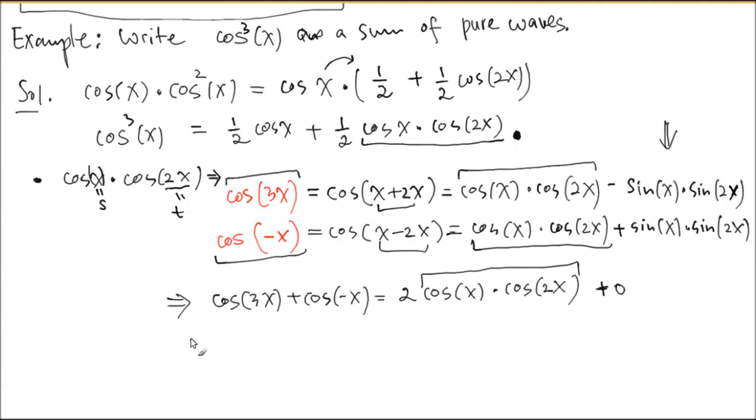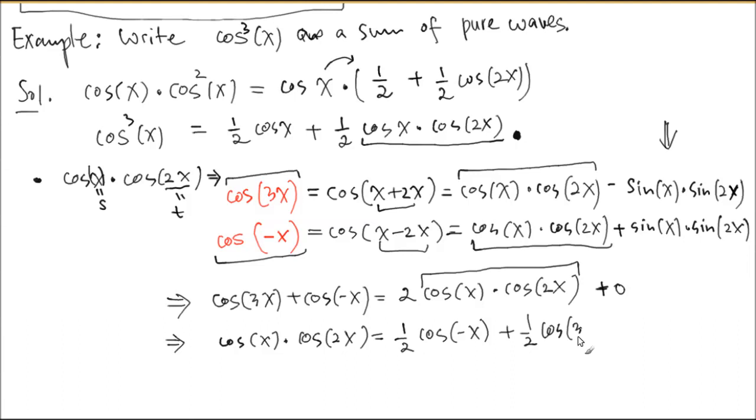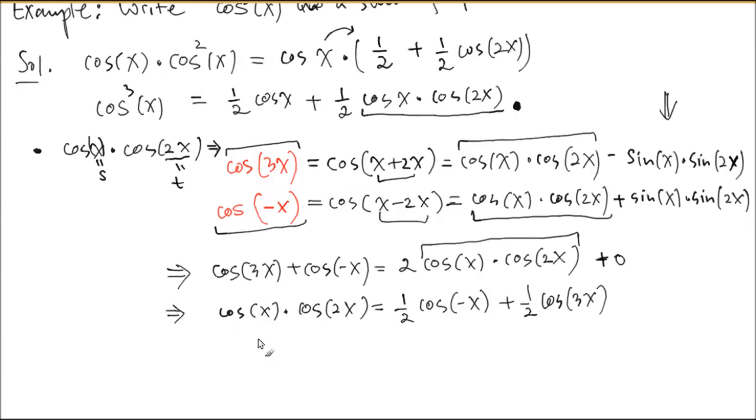All right, so let's do that. What is cosine x times cosine 2x? If you solve for it, it's 1/2 multiplied everywhere. So usually the lower coefficient comes first. That's how this is written in the convention. 1/2 cosine negative x first, and 1/2 cosine 3x later. So I was able to write this product of two pure waves as a sum of two pure waves.